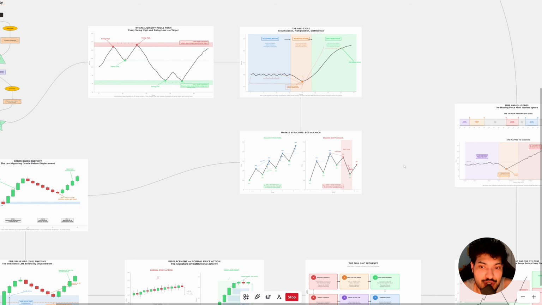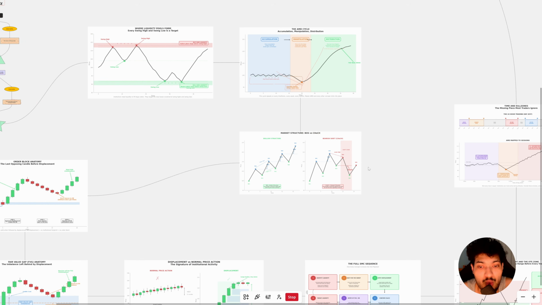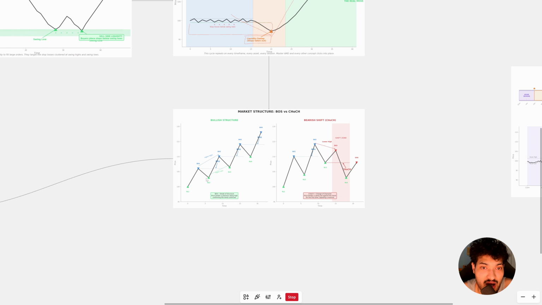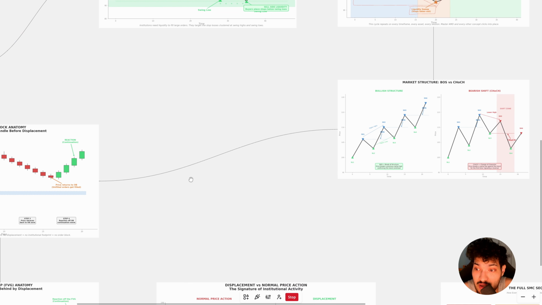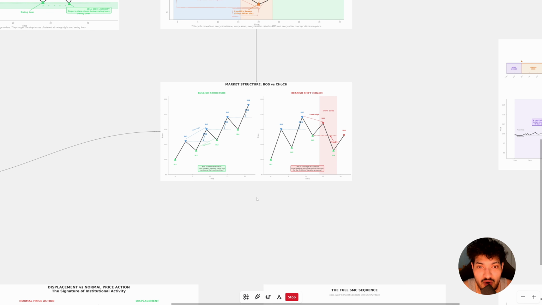So now that you've understood market structure, and the difference between a change of character and a break of structure, we need to move on to the next concept, which is order blocks. I'll show you how it's operationally defined, how people use it, and how you can use it to get really good entries. But yeah, this is it so far up until the video.